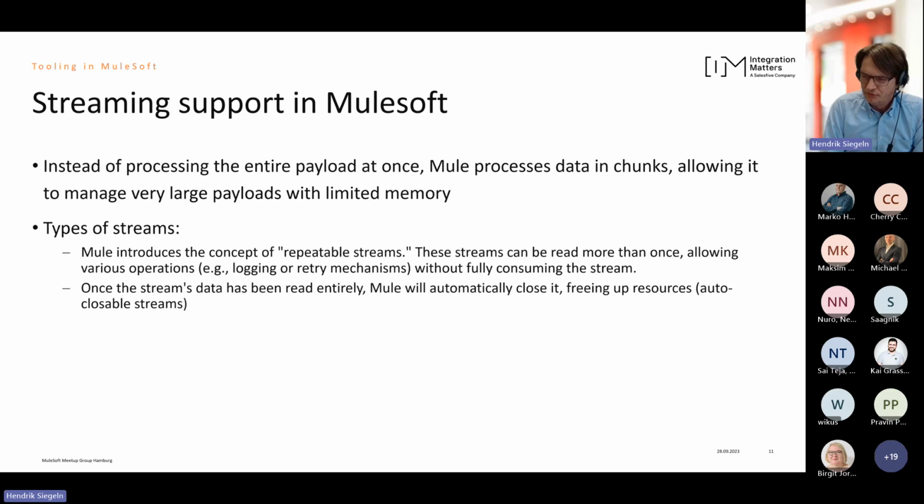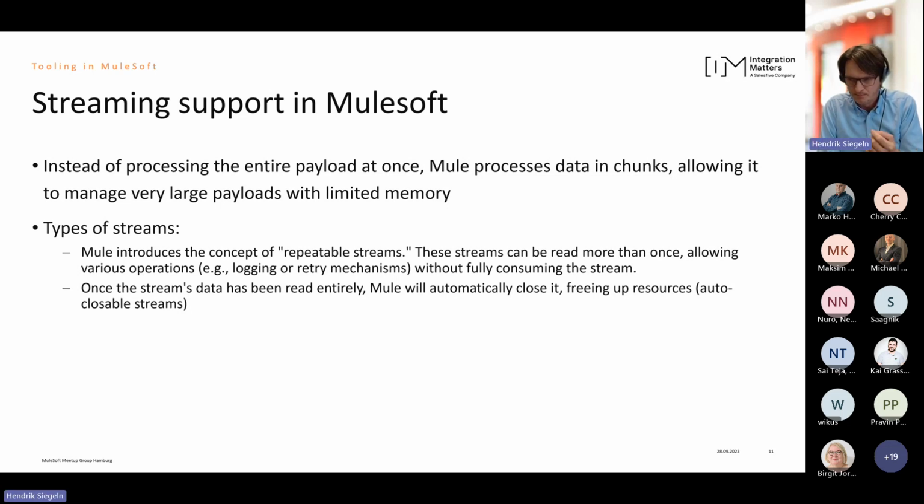MuleSoft always refers to 2 types of streams that it supports, but when they talk about streams here, it's something slightly different than what we in IT as programmers refer to as a stream. MuleSoft basically says, okay, when we read data from a socket or from a file, technically that's a data stream that we get, and we can take a decision if we want to have this data stream being repeatable, which streams in nature are not, or if you want to have this being non-repeatable.